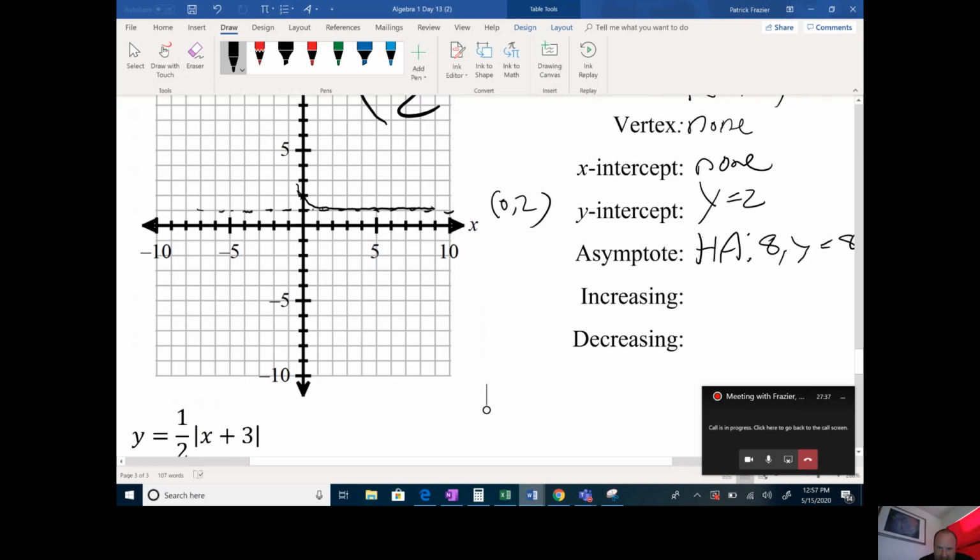Increasing, well, again, just like you read from left to right, as we increase each input, each output is getting smaller and smaller and eventually is approaching 1 but never reaches 1. So there's never really a point where this graph is increasing, so none. And then decreasing, well, yeah, as each x value, each input gets larger or moves to the right, each y value keeps getting smaller and smaller.